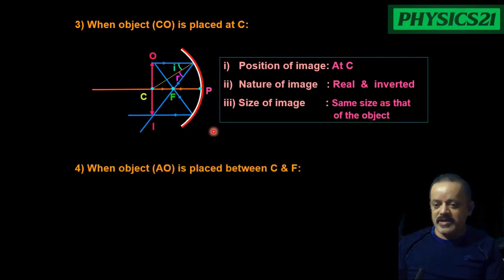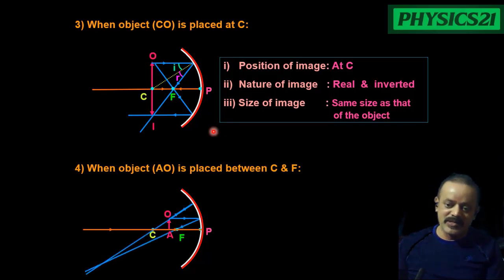Now the fourth case, when the object is placed between C and F. This is the object placed between C and F. A ray incident parallel to the principal axis, after reflection, passes through the focus, and the second one, incident from the direction of the center of curvature, retraces its own path. So this is the image, which is beyond C. An enlarged image will be there, real and inverted.